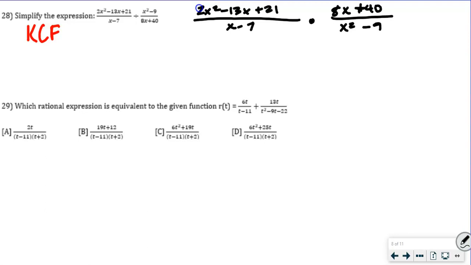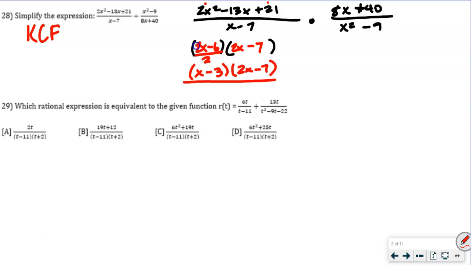So now I'm going to factor the numerator. I'm going to do the 2x and the 2x and then find the factors. What are the factors of 42? Because when I multiply 2 times 21, I get 42, that add up to be negative 13, and that would be minus 6 and minus 7. And that could be simplified by dividing by 2. So that's going to be x minus 3 times our 2x minus 7, and that's over our x minus 7.